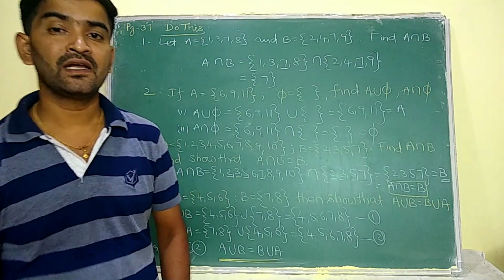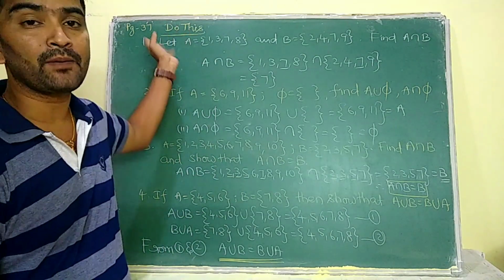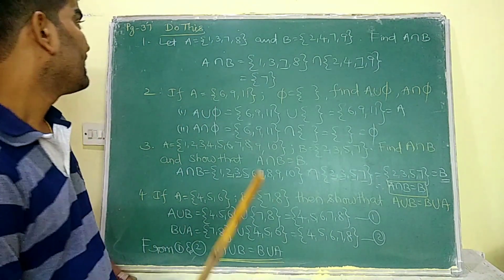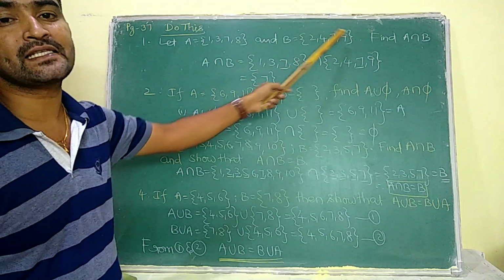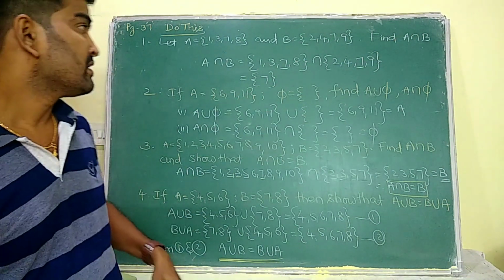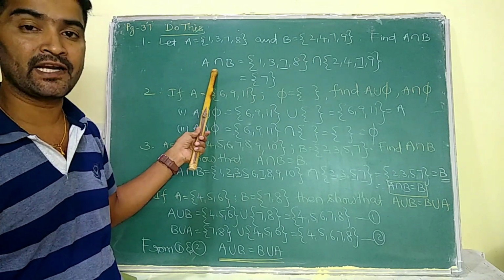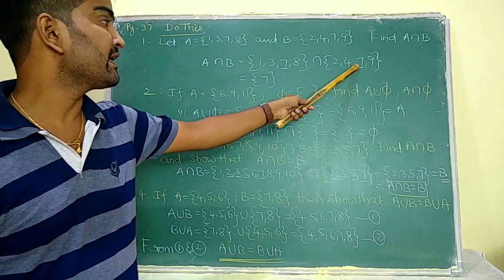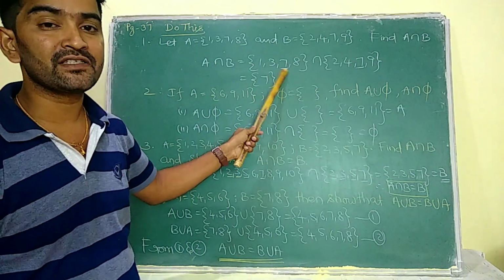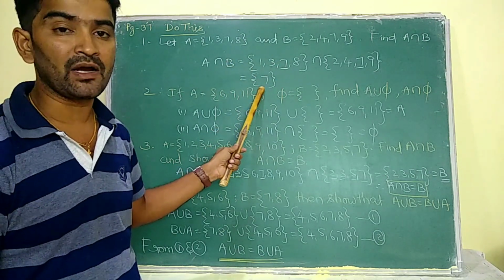We will discuss another question, that is the do this from page number 37. Here he gave us A and B and he is asking us to find A intersection B. A intersection B means we have to write all the common elements of both A and B. In this A and B, we have the common element 7. So A intersection B is equal to {7}.